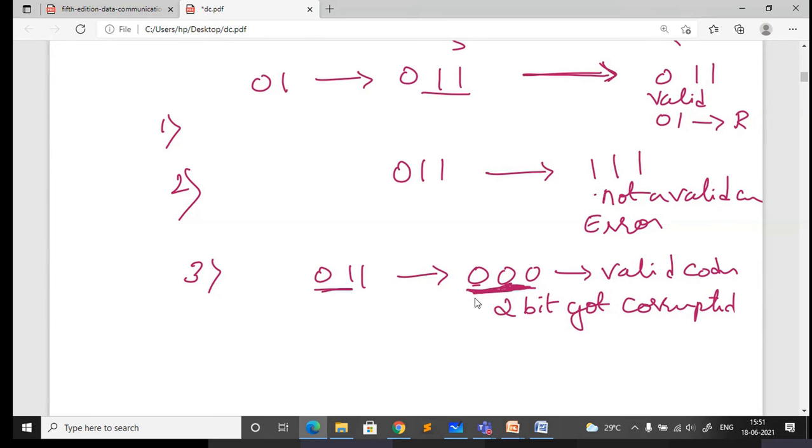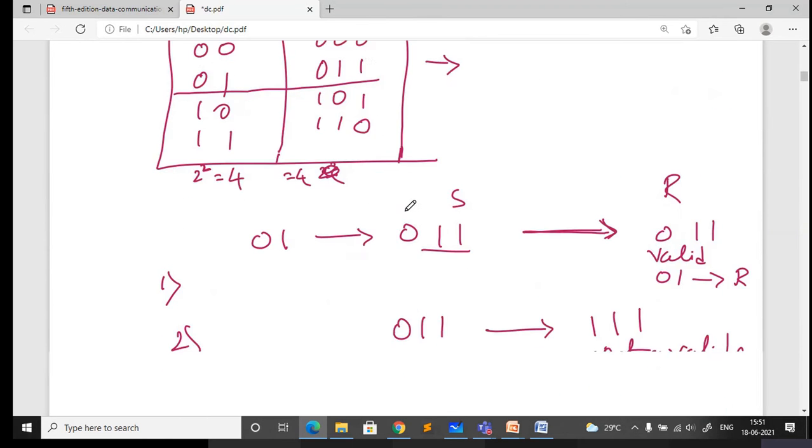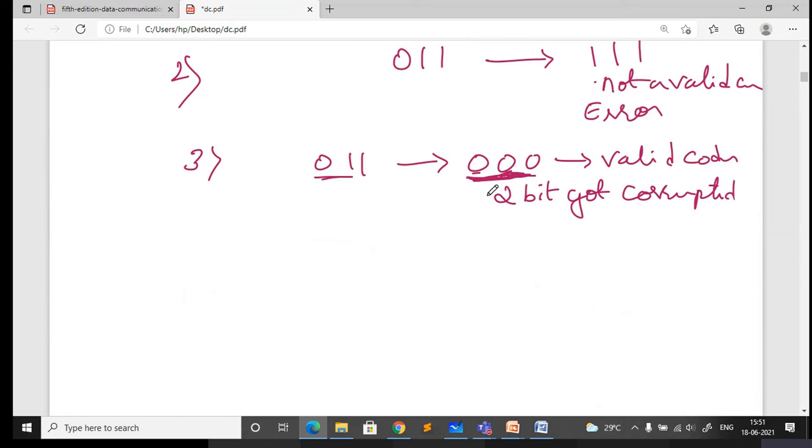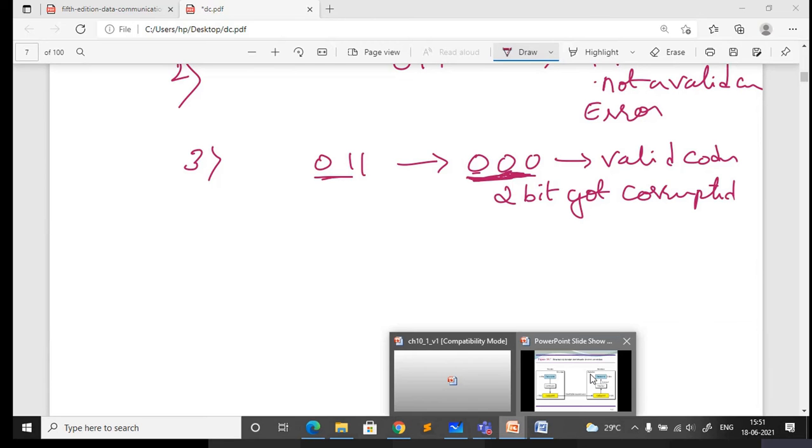This is just one simple method that tells, if you are using this concept of code word matching, in such cases this problem may occur and invalid data is delivered. So we have another method you're going to learn, and how this problem can be solved in the other method.